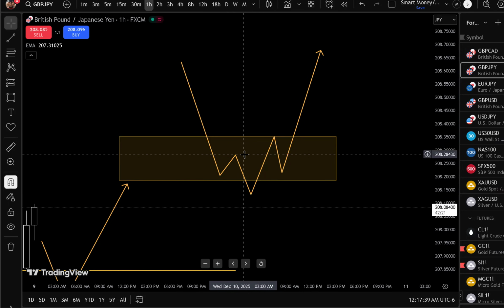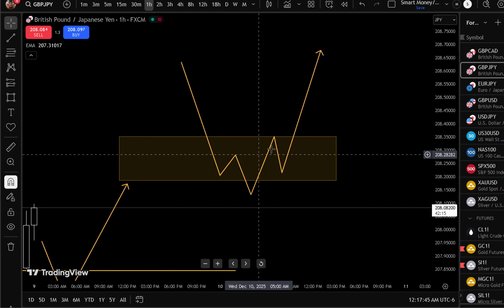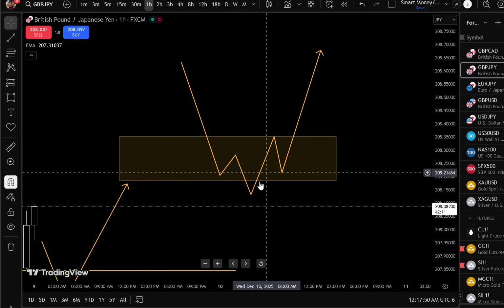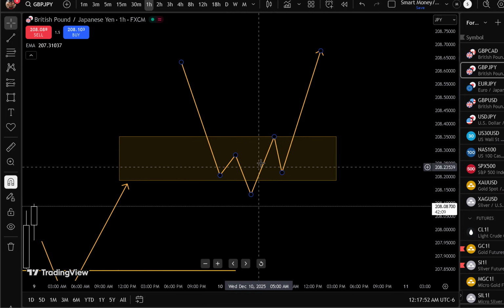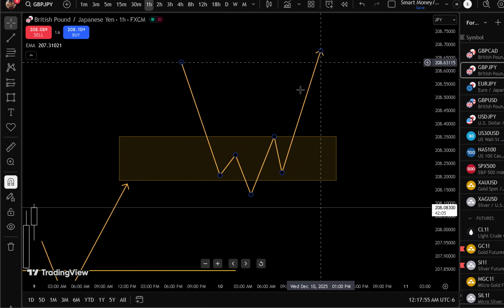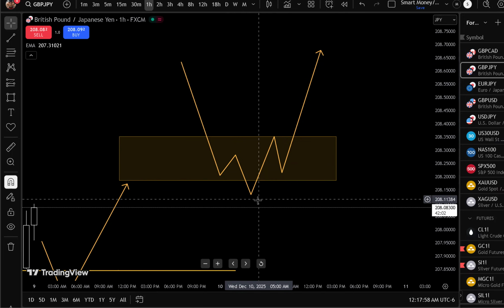All right. Once it breaks, a lot of people can get in there. That's called a CISD, change in the state of delivery, or you can look for internal liquidity on this smaller time frame range. All right. And a lot of times you're going to get it. Enter your trade and then your stop loss is right down here.